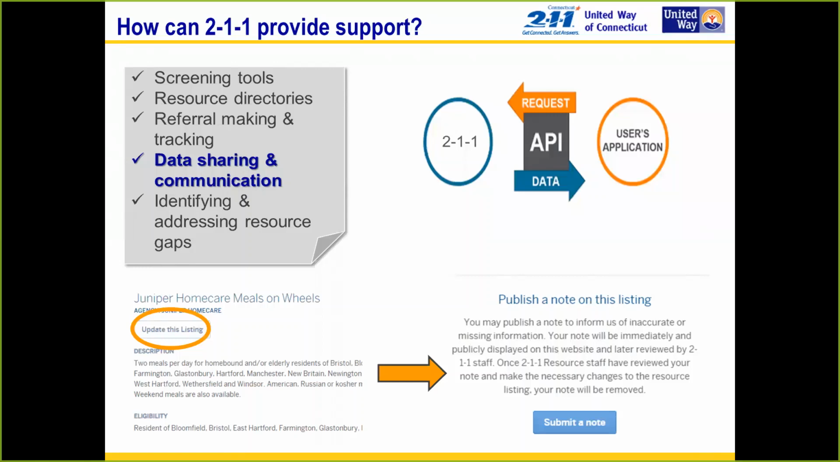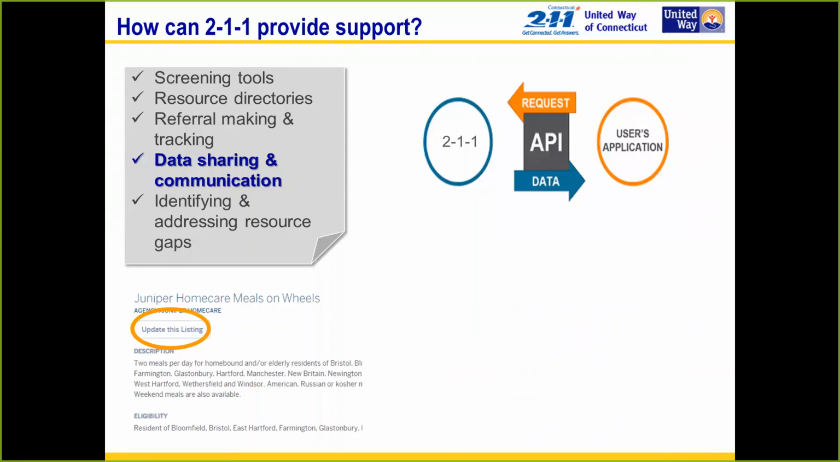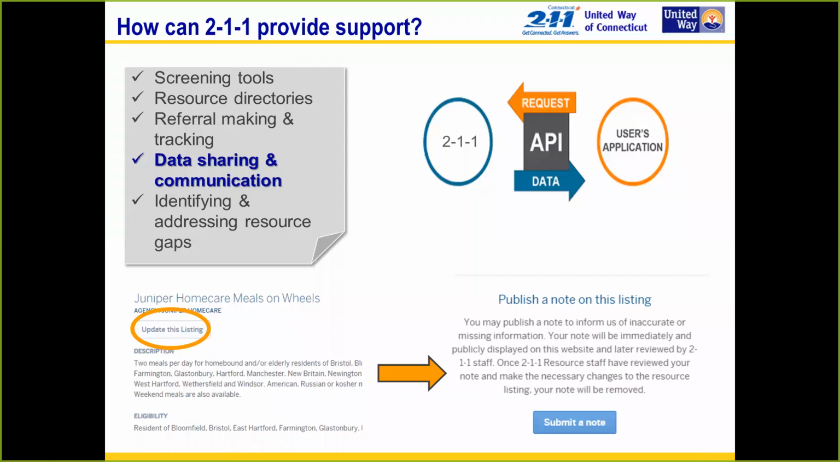And this feature allows users with a My 211 account to post updates and edits to programs on the website in real time to encourage bidirectional communication and a more rapid exchange of updated information. A user simply clicks on that Update This Listing button that you see there when viewing a resource on the website. And then once they click on that, they're going to choose this option to publish a note.